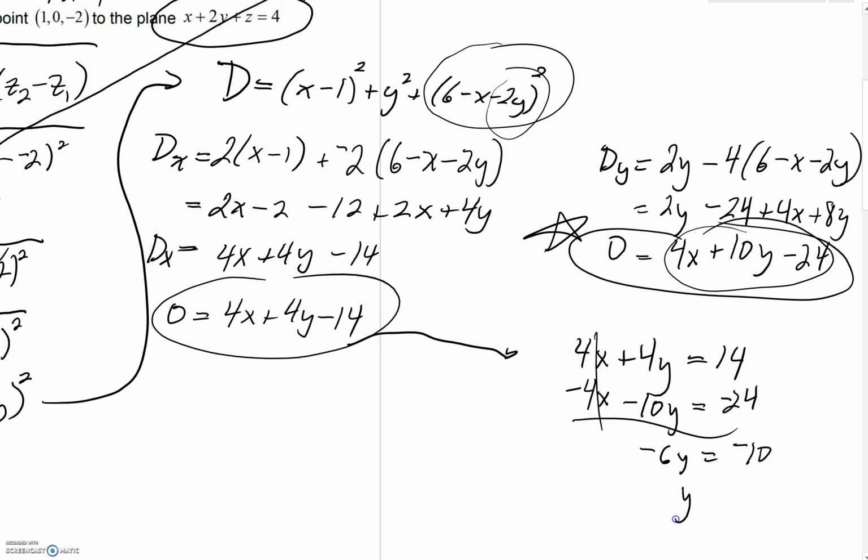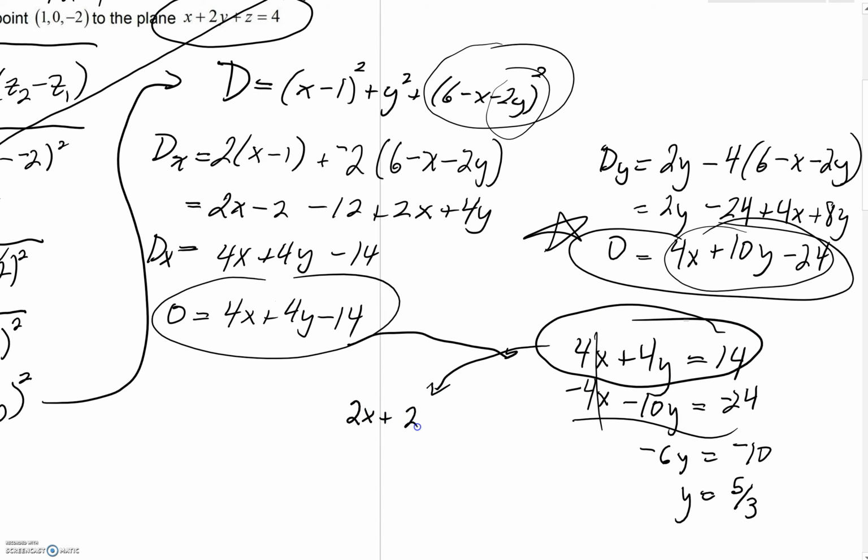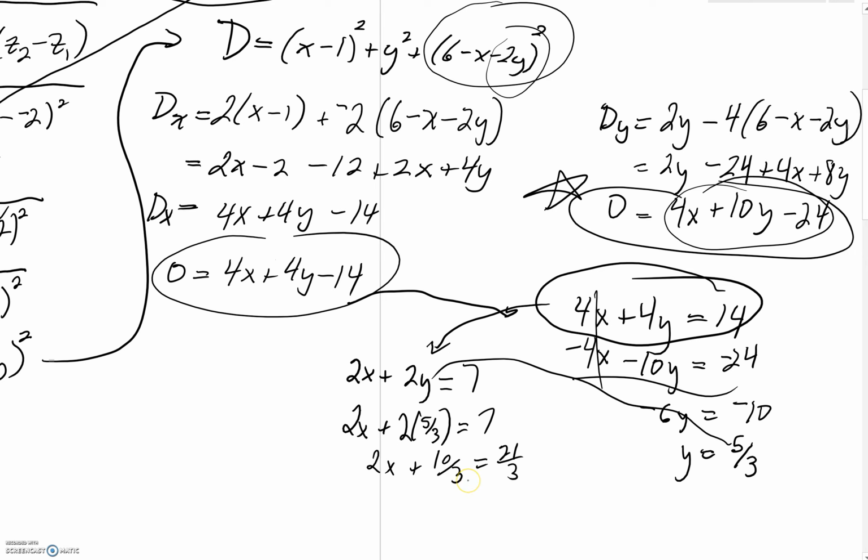And if we divide by negative 6, I think it only takes a moment to see y is equal to 5/3. Now with y equaling 5/3, we could come back here and let's divide out a 2, even to simplify this just a tad here. We'd have 2x plus 2y equals 7. If we were to plug in our 5/3 here, it's only going to take us a moment to clean this up. Let's see, this is 2x plus 10/3 equals 21/3, and that's going to be 11/3.